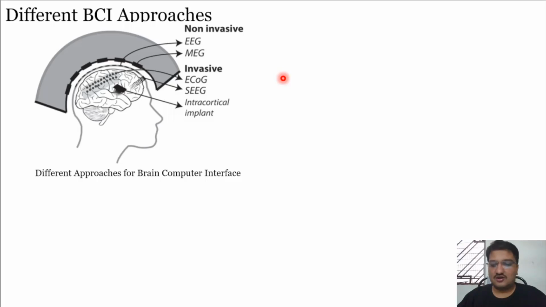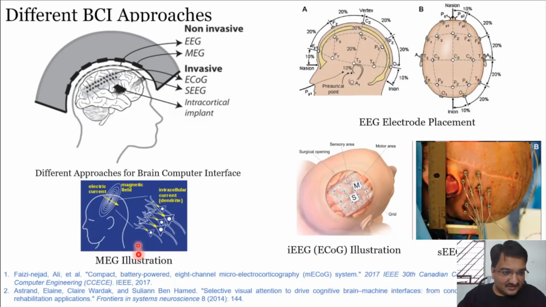I'll quickly show you an illustration of MEG. This is basically an illustration of MEG. As I mentioned, some electric current happens, as a result of which a magnetic field gets induced, and we are measuring that. As simple as that. Whereas this is the 10-20 system, the normal EEG recording which we have seen so far.